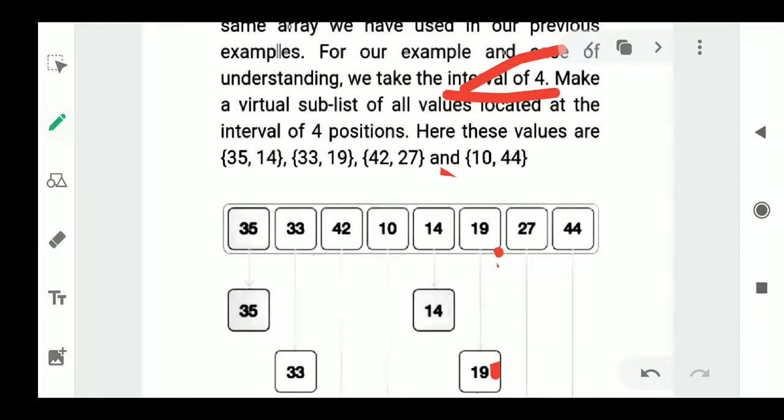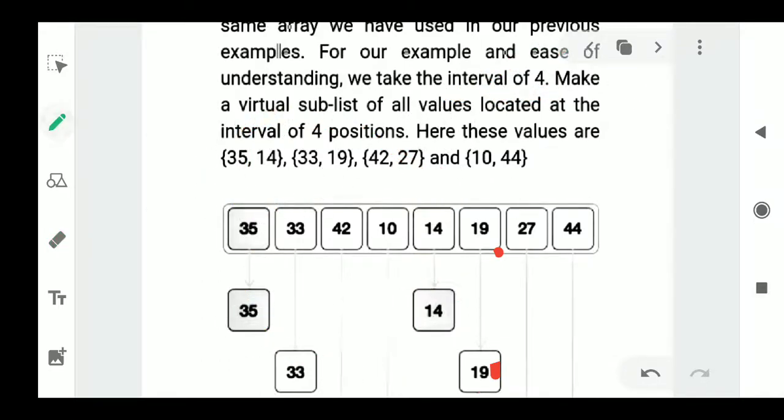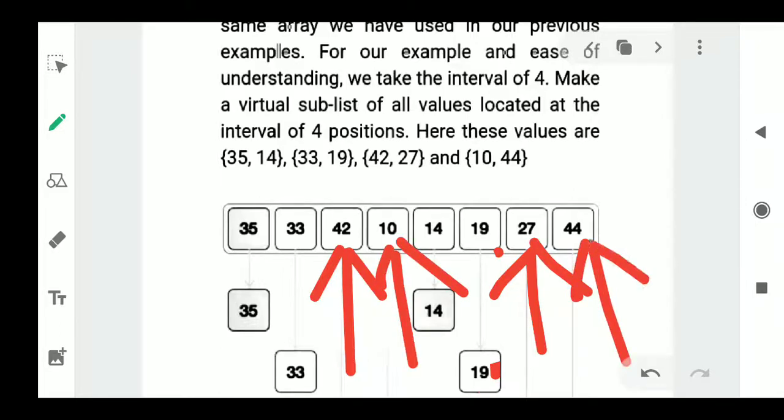Like 33 and 19, 35 and 14 also. 14 has to come here and 35 has to go there, because 14 is the least element compared to 35. Like that we are going to swap. Similarly, we will take our third element, 42. What is our fourth interval element? This is the fourth interval element. Suppose when we come to 10, the fourth interval element is 44. Suppose there is no fourth interval element for 14, we will leave it as it is. We will not go for any further process.